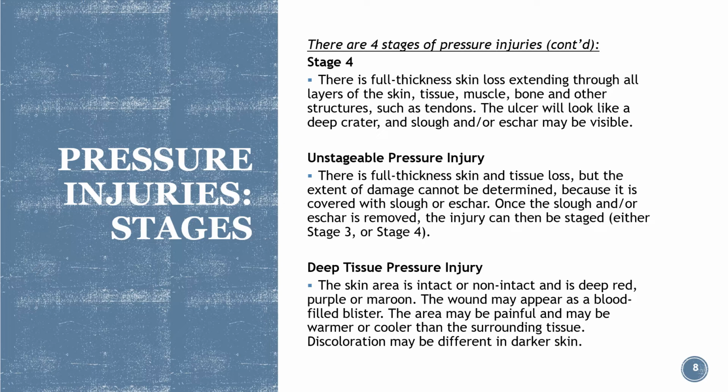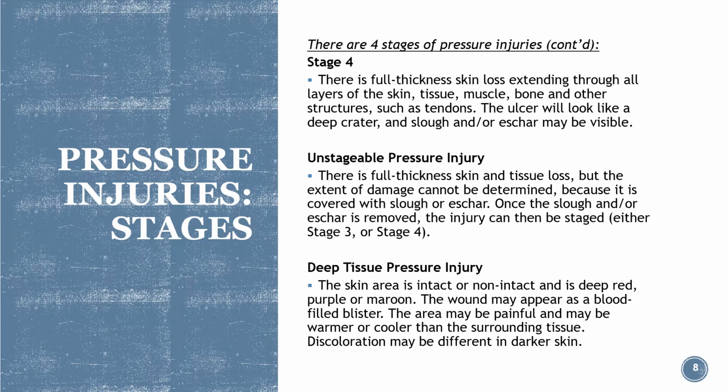Unstageable pressure injury. There is full-thickness skin and tissue loss, but the extent of damage cannot be determined, because it is covered with slough or eschar. Once the slough or eschar is removed, the injury can then be staged, either stage 3 or stage 4.